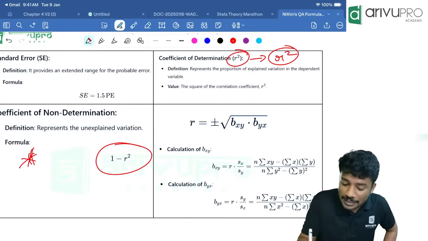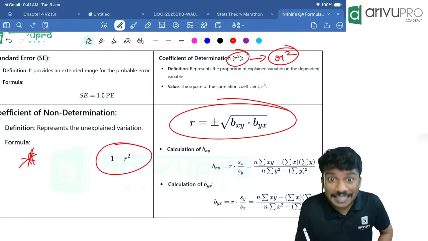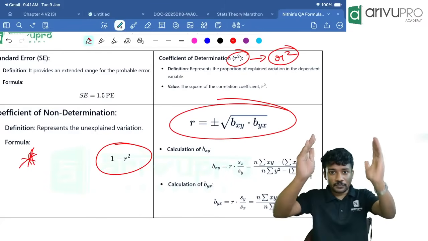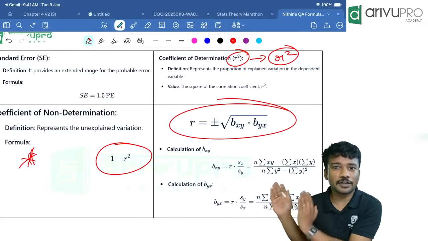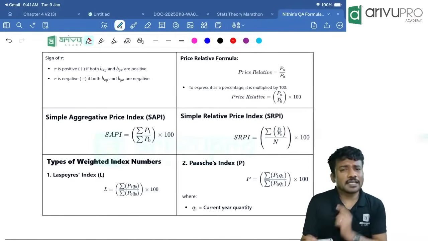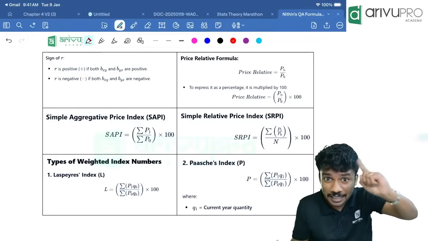Repeated question. Then correlation coefficient can be found using the regression coefficients. That is nothing but plus or minus root of regression coefficient of x on y into regression coefficient of y on x. Remember these things, people. Then if one of the regression coefficients is more than 1, the other should be less than 1.